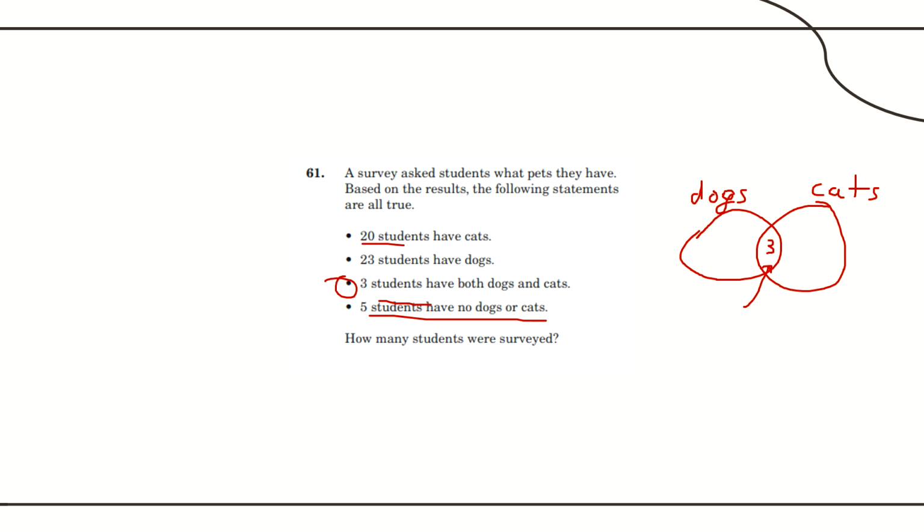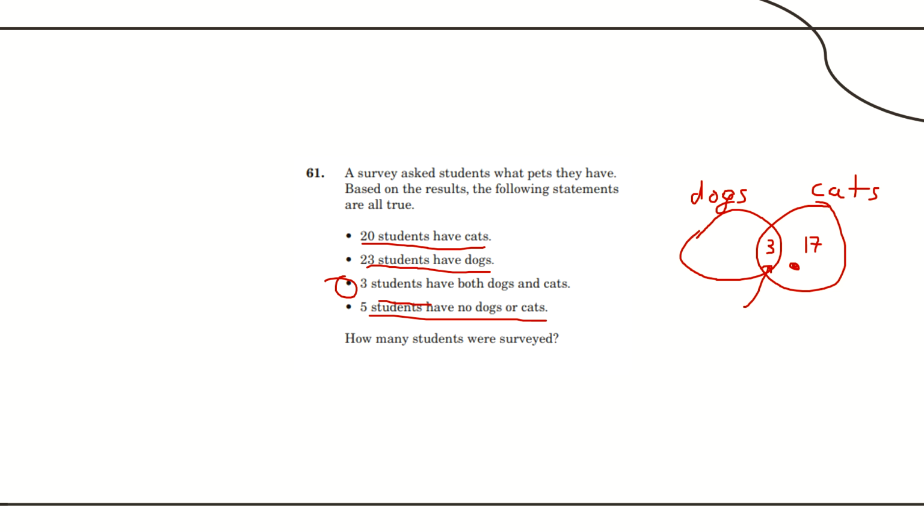When we fill in this information, we have to take into account that these 3 students that have both are already counted. So including the 3, that would mean 17 students would be precisely in this area. As a total, 20 students would have cats, but 3 of them would have both dogs and cats.